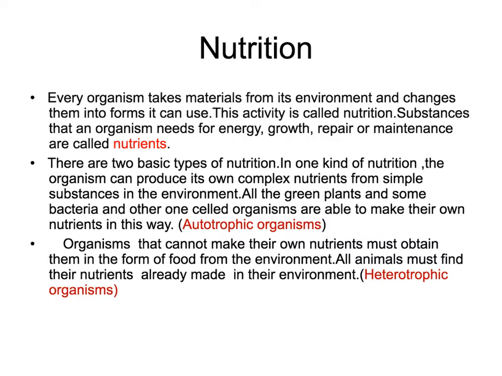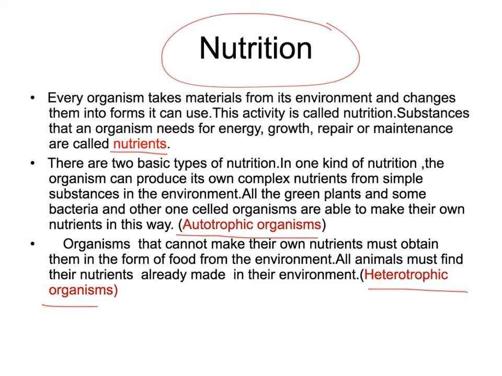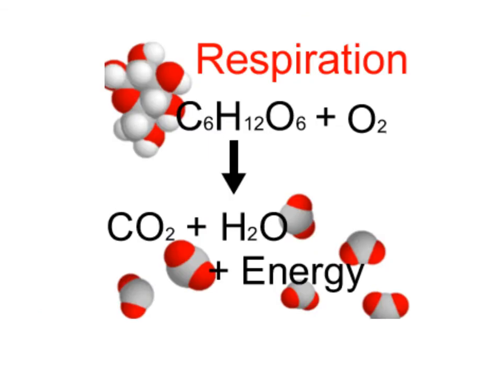The particles of the foods is called nutrients. The way to obtain nutrients is called nutrition. And autotrophs can make their own food, but heterotrophic organisms obtain food from other organisms or from the environment. The third one, respiration. Respiration means, actually it is cellular respiration.